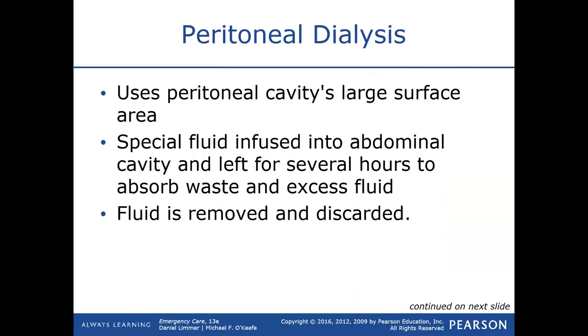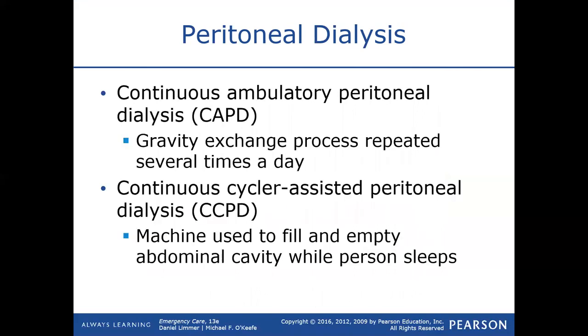Okay, and then there's peritoneal dialysis. It uses the peritoneal cavity's large surface area. Special fluids are infused into the abdominal cavity and left for several hours to absorb waste and excess fluid. The fluid is then removed and discarded. Okay. Continuous ambulatory peritoneal dialysis: a gravity exchange process repeated several times a day. So these are two different kinds of peritoneal dialysis.